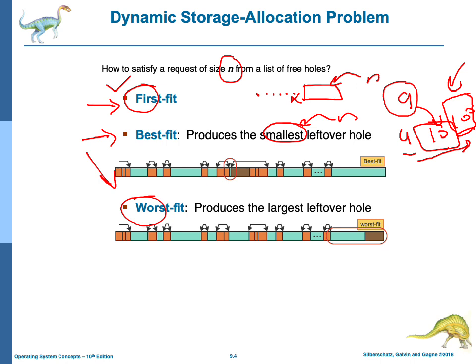The other difference is if we're using best fit and we're picking the smallest hole, this will result in the smallest leftovers. The leftover is that tiny little hole that is left over after we've allocated the hole to a new process. If we were using worst fit, the leftover hole will be bigger compared to best fit.